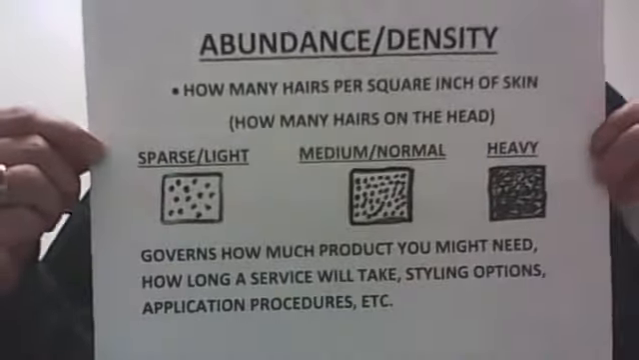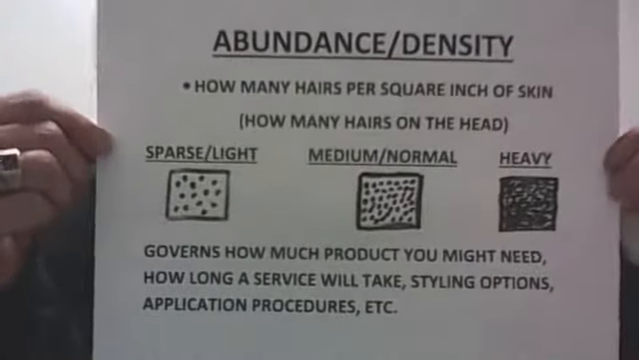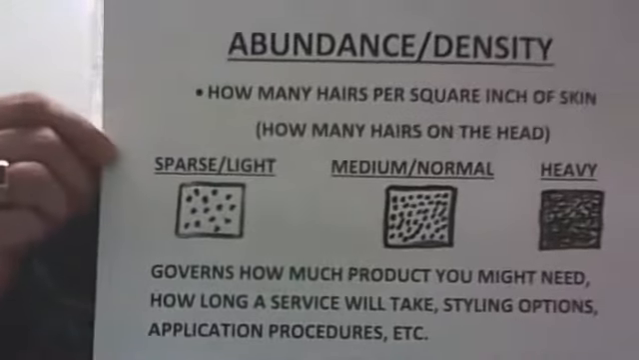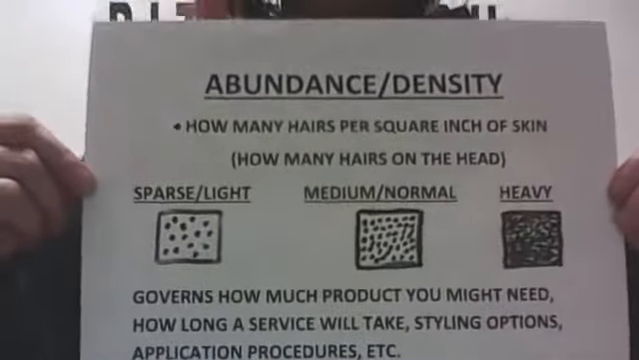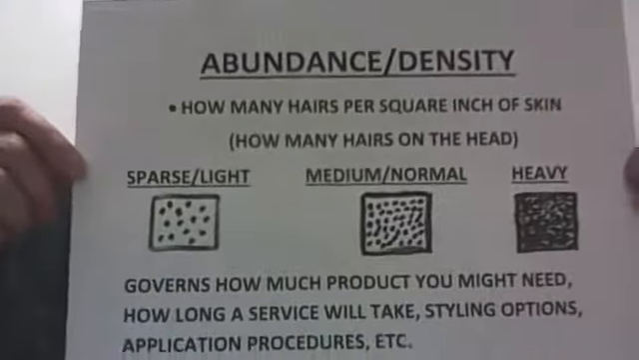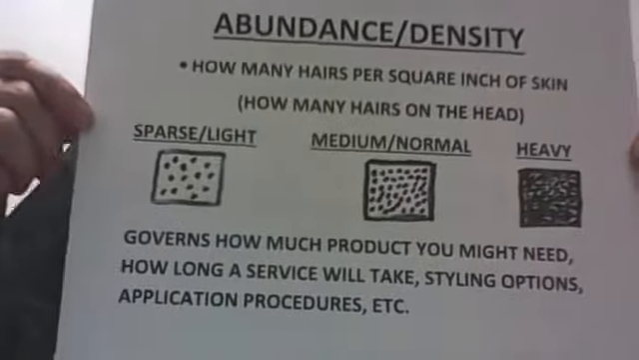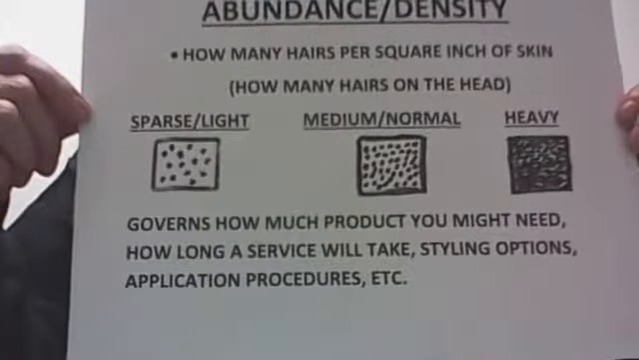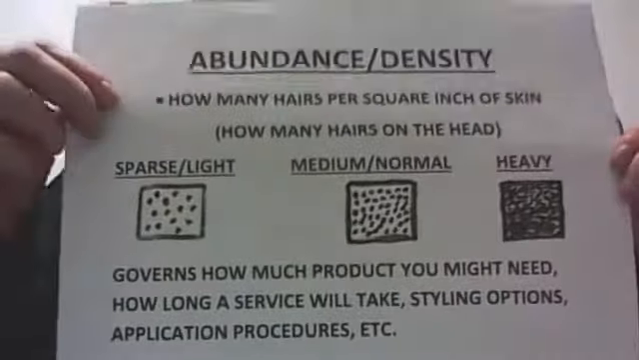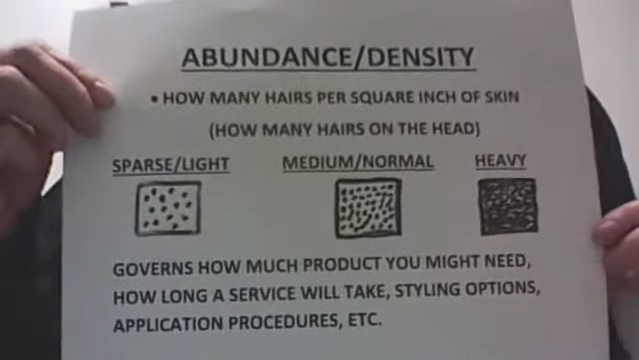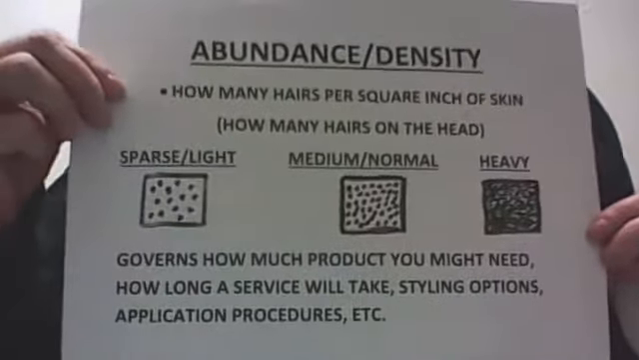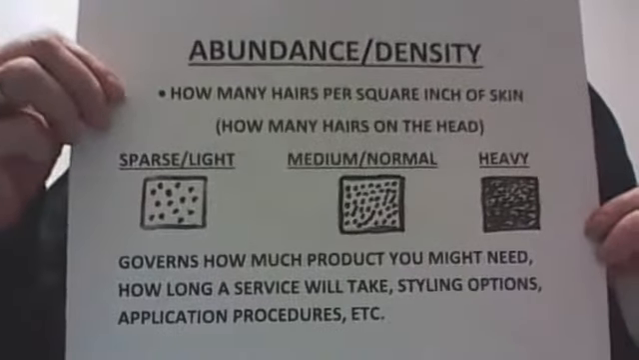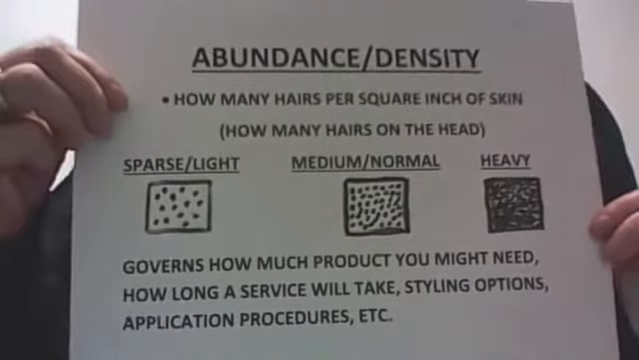If you have questions about that, please leave me an email and I will leave the information at the end of the video. But again, abundance or density is how many hairs per square inch of skin, or how many hairs are on the head. And this is how we identify it. Your hair is sparse or light, it's medium or normal, or it's heavy. Now, these little blocks represent a square inch of skin. And those little dots in between are representations of hair.